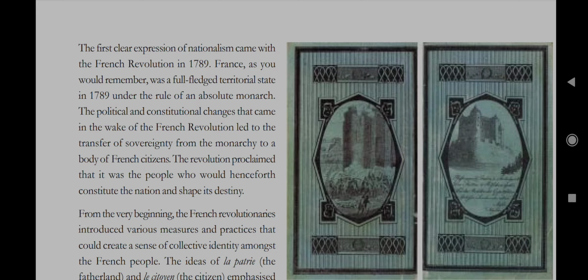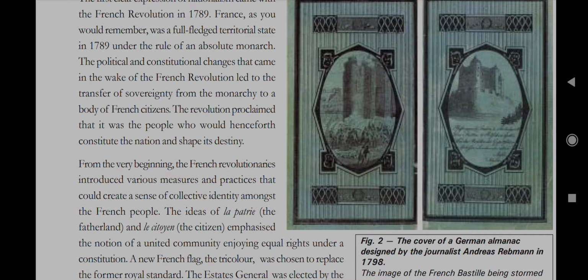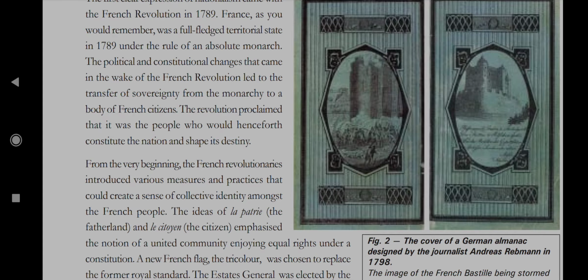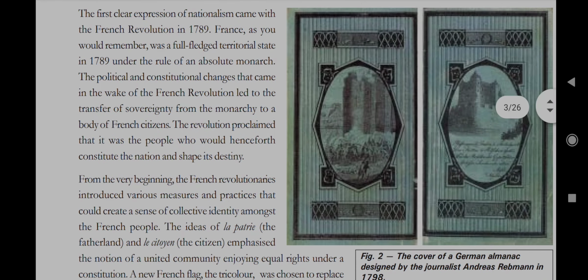The political and constitutional changes that came in the wake of the French Revolution led to the transfer of sovereignty from the monarchy to the body of French citizens. And you might remember that the people there struggled a lot. They fought, they revolted against the monarchy, and finally they were able to form a constitution for their own state, and they got sovereignty, that is, freedom. So what did they do to achieve this?